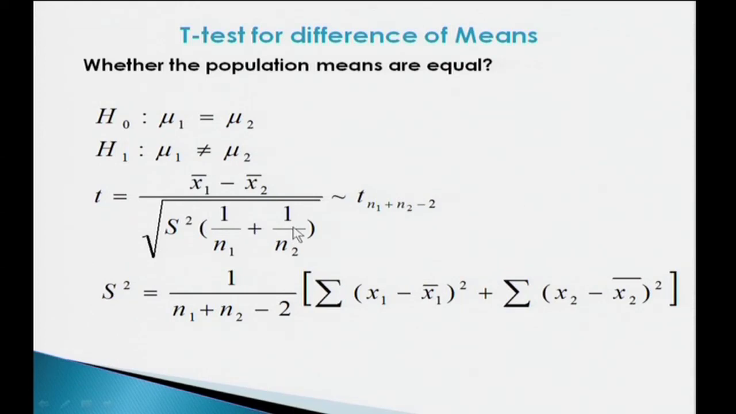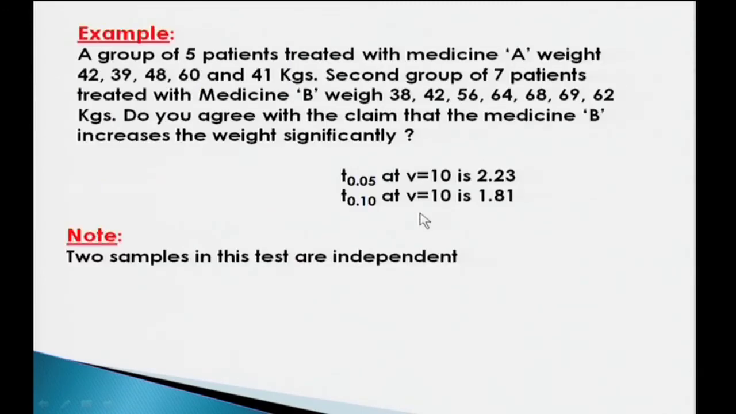Once you have that T cal available, I hope you can do that yourself. T cal you will get it here. Use that T cal to compare with the tabulated value. Tabulated value would be at 5 degrees of freedom plus another 7 degrees of freedom minus 2 degrees of freedom. So, T at 10 degrees of freedom at 5% level. So, this is given T 5% at 10 degrees of freedom 2.23, T 10% at 10 degrees of freedom, it is 1.81. So, once you have the calculated value, you will compare that with the tabulated value, and then you can decide whether it falls in the acceptance region or it goes outside the acceptance region.